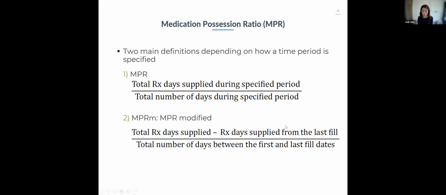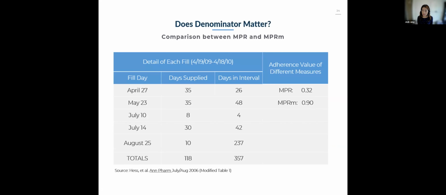So you just subtract this number from total data supply, and that becomes another MPR measure. I'm going to call it MPR modified. Does this matter? Let's look at this example. The follow-up period, or the specified period for the first measure, is 1 year from April 19th. This was the first diagnosis date of, let's say, diabetes. And then I'm going to follow up to April 18th, 2010.